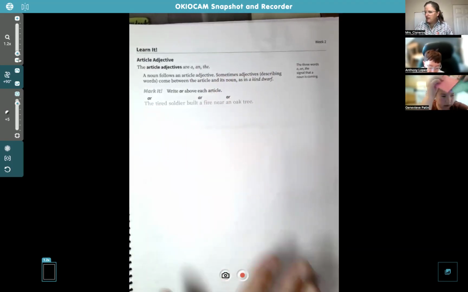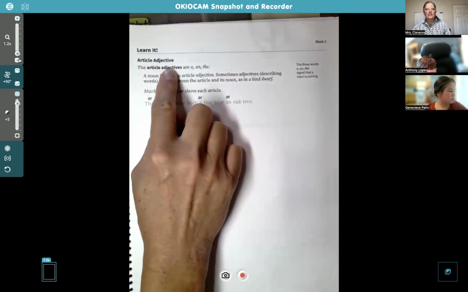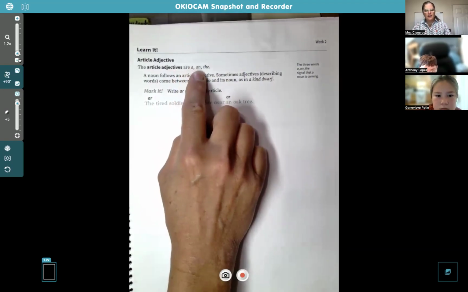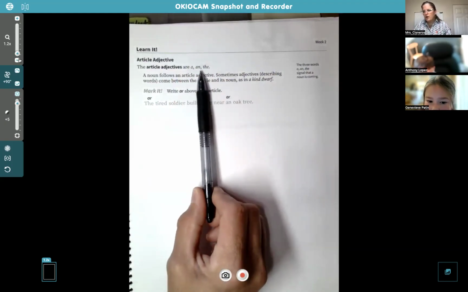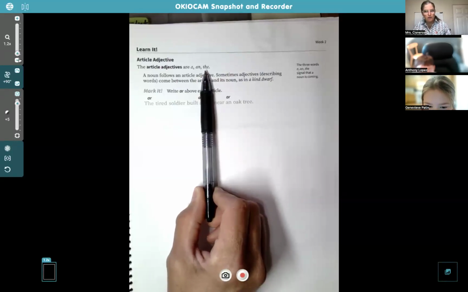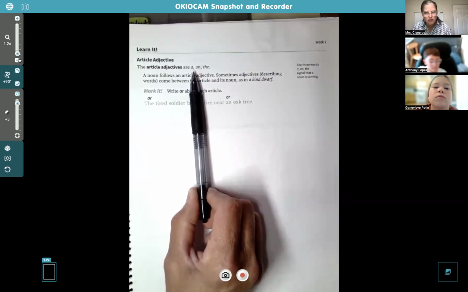Page 7. It says article adjective. Today, we're going to learn about what those are. Article adjectives are a, an, and the. I refer to these as articles, but the technical term is article adjectives. Basically, these are the 3 words that you use before a noun. Sometimes there's an adjective between the two. Like I might say, a fluffy dog. A is an article. Fluffy is the adjective, telling about the dog, right? And then dog is the noun.